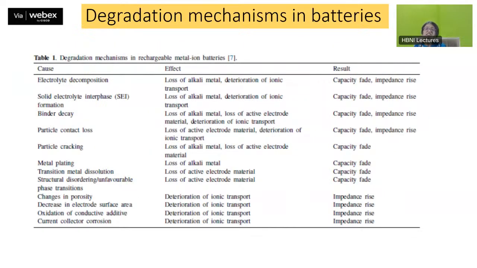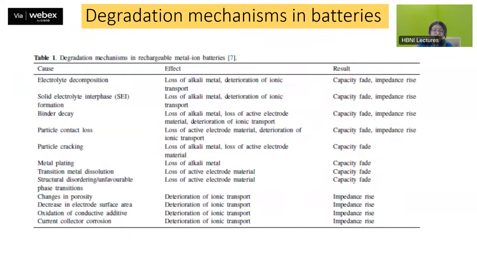So there are different degradation mechanisms which take place in the battery. One is obviously electrolyte decomposition. When electrolyte decomposition takes place, the effect is you will have loss of alkali metal. That is going to be deterioration of ionic transport, and the result is going to be capacity fade and impedance rise.